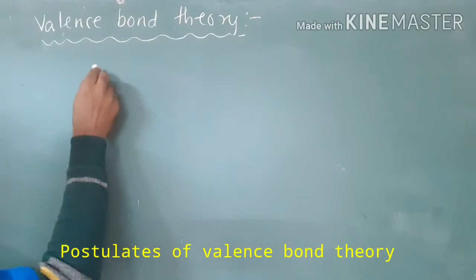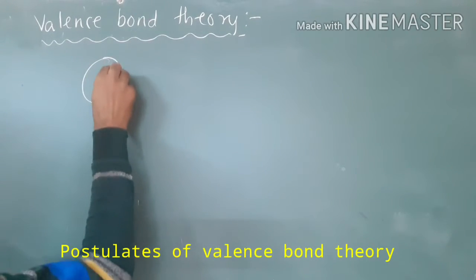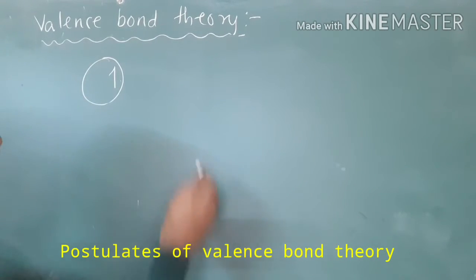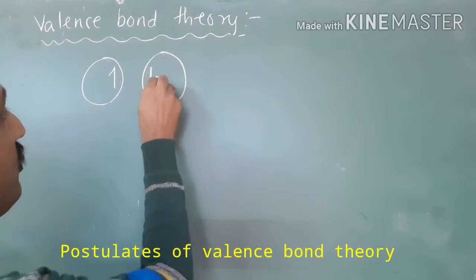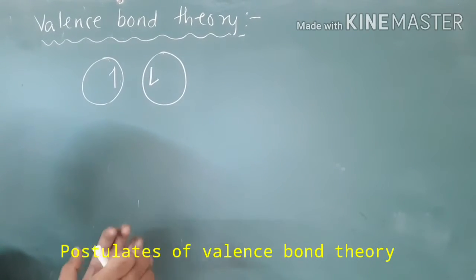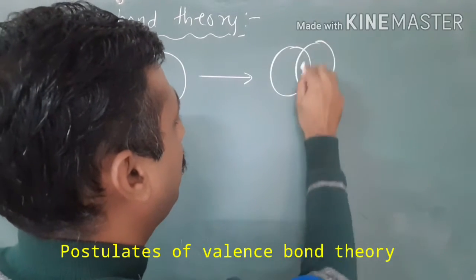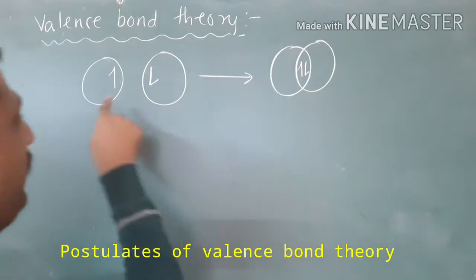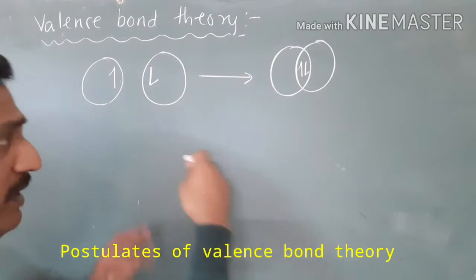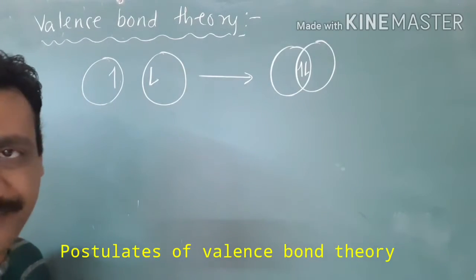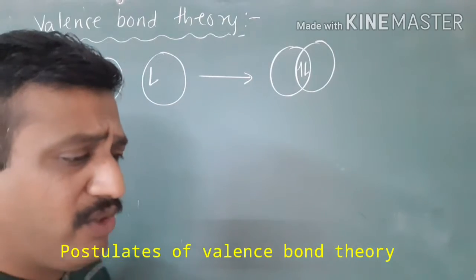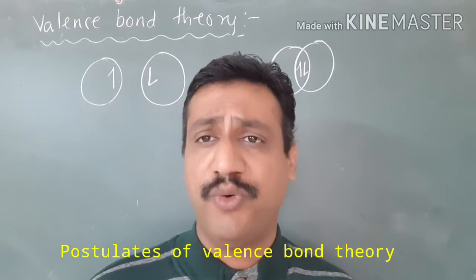For example, the first hydrogen atom has one electron in its s orbital, and another hydrogen atom has one electron in its s orbital. So what will happen? These two atomic orbitals overlap together and there will be a formation of a covalent bond. The s orbital of the first hydrogen and the s orbital of the other hydrogen are merging together. In this way the overlapping of atomic orbitals results in the formation of a covalent bond.